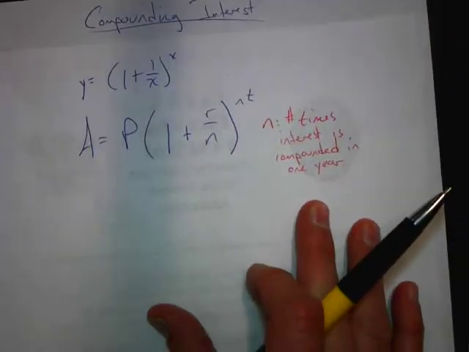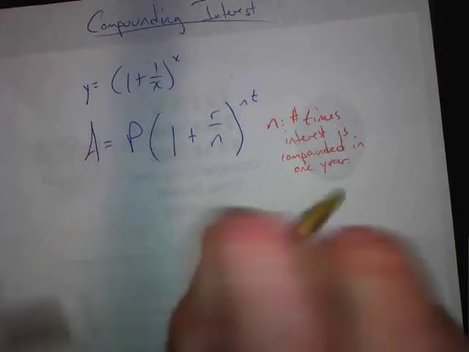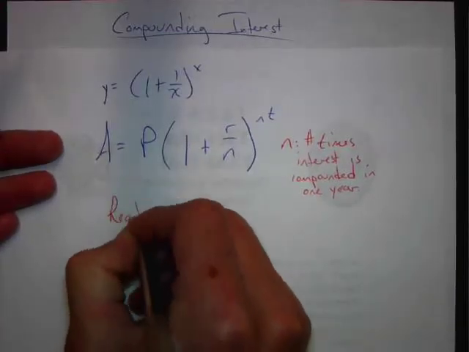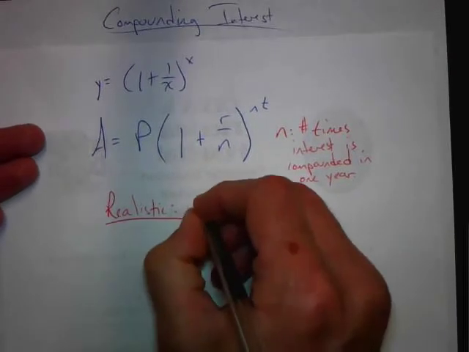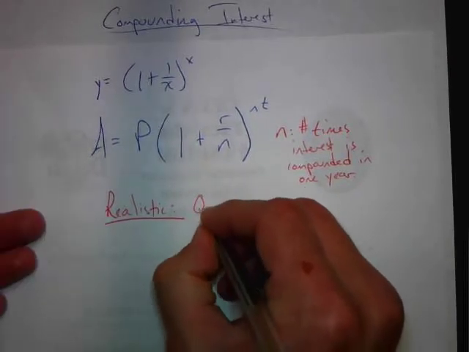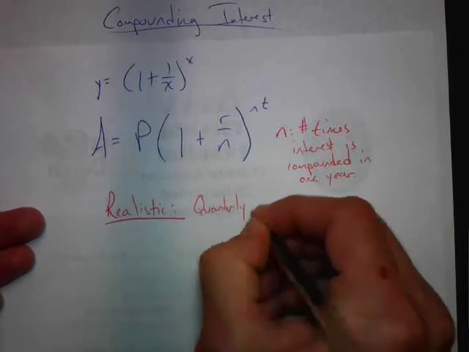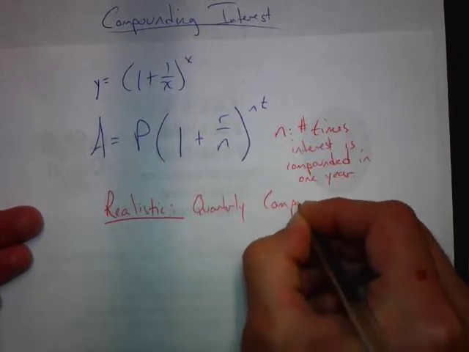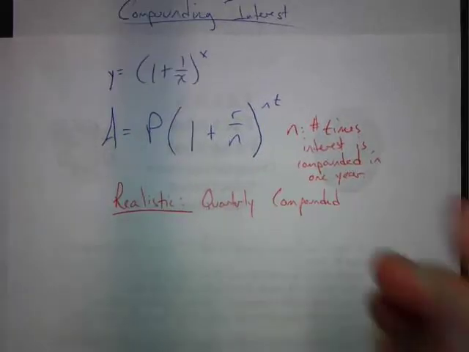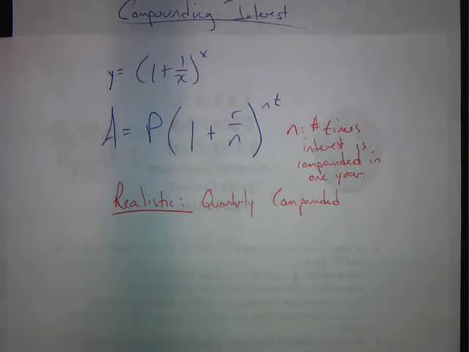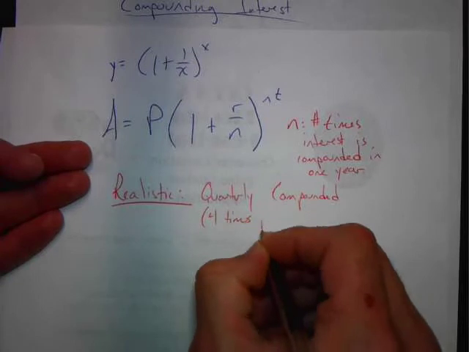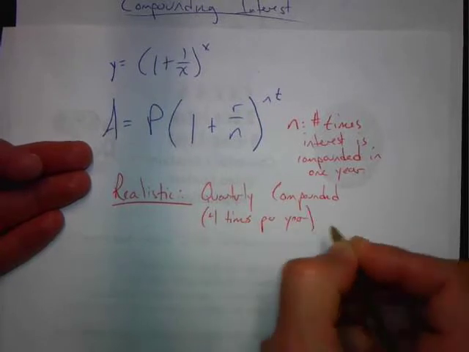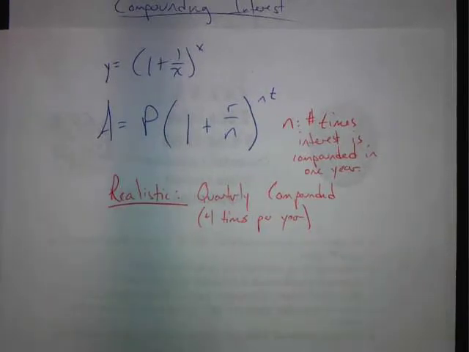I'll even be aggressive. The more realistic compounding, which again is still very aggressive, let's say it's quarterly, or 4 times a year. Okay, so let's say it's compounded quarterly, and that's super aggressive in an account. Quarterly means 4 times a year. And we're going to see in the more realistic example what would happen.